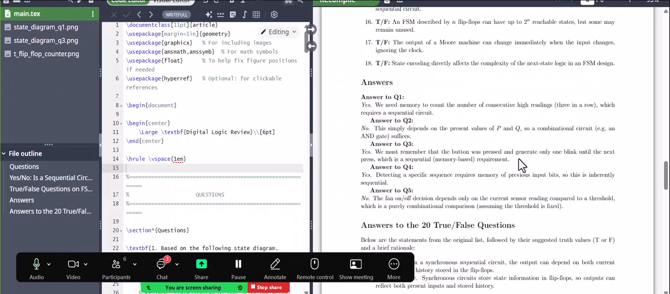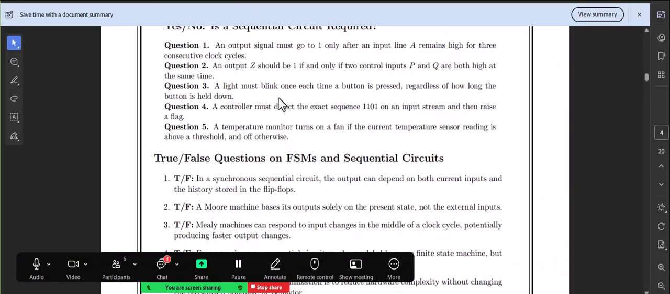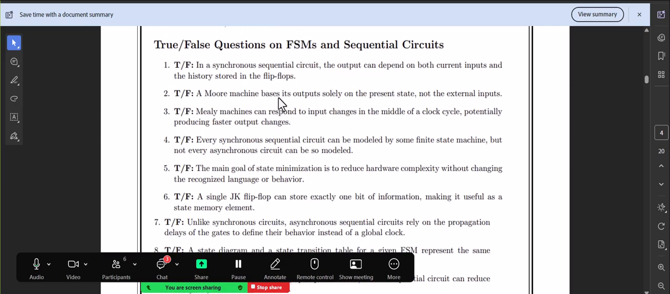Okay, so now let's look at some true-false. In a synchronous sequential circuit, the output can depend both on current inputs and the history stored in the flip-flops. Synchronous means it happens on clock cycles.